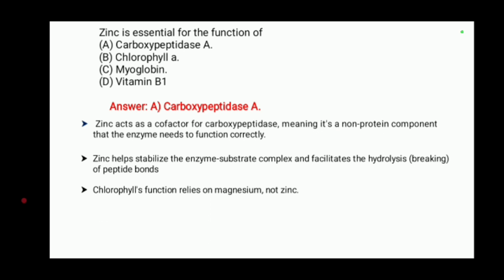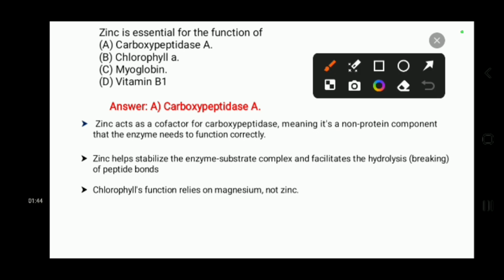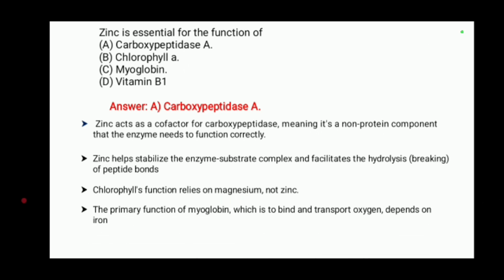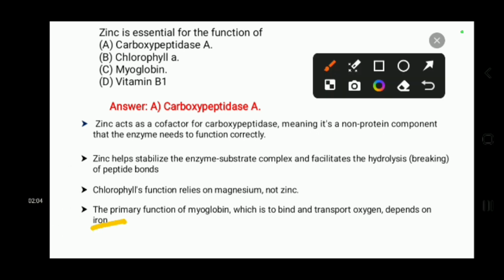The chlorophyll's function relies on magnesium, not zinc. So this option is not correct because its function relies on magnesium, not zinc. Next is myoglobin. The function of myoglobin is to bind and transport oxygen, which depends on iron, not on zinc. So it is not the essential component for myoglobin.